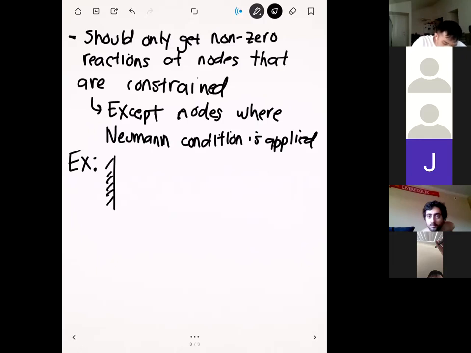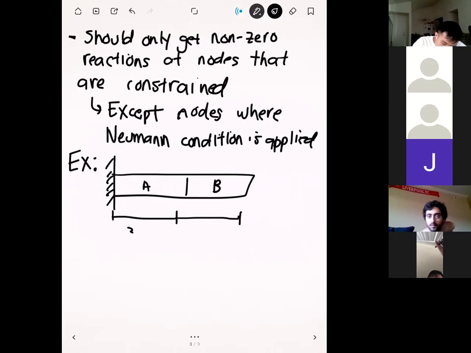And so let's say we have a two beam system. Let's say we have beam A and beam B, right? And these guys are identical. They both have a length of 3 meters. And then let's put in the material properties. We have a Young's modulus of 210 gigapascals. We have a moment of inertia of 2 times 10 to the minus 4 meters to the fourth.